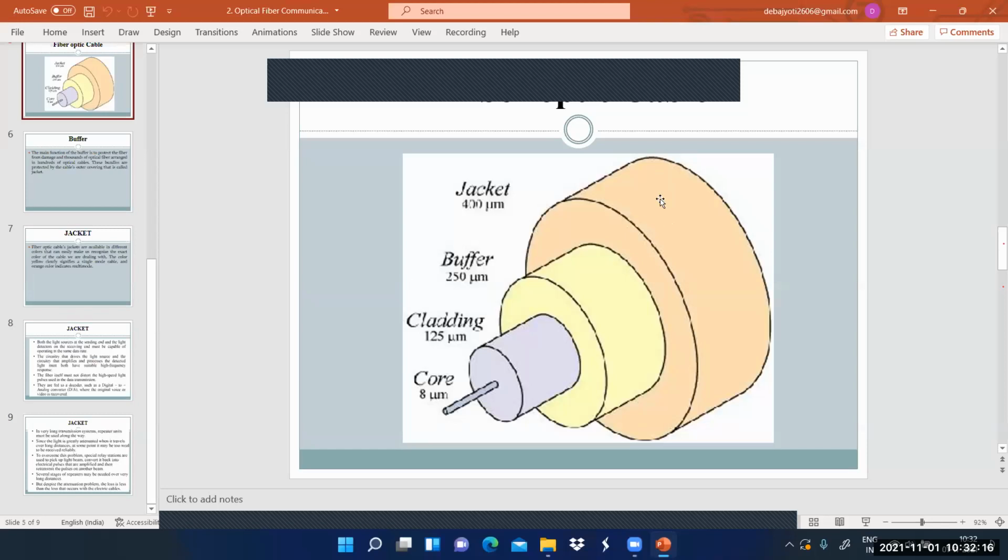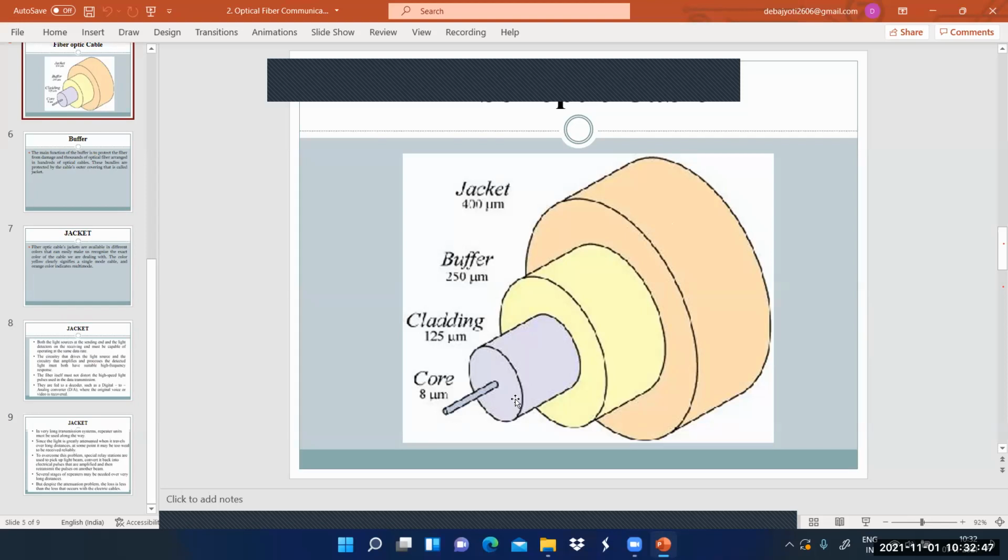So this is the jacket. For fiber optic cables, the jackets are available in different colors. What is the function of these colors? The color may be yellow, or may be orange. What does yellow or orange indicate?